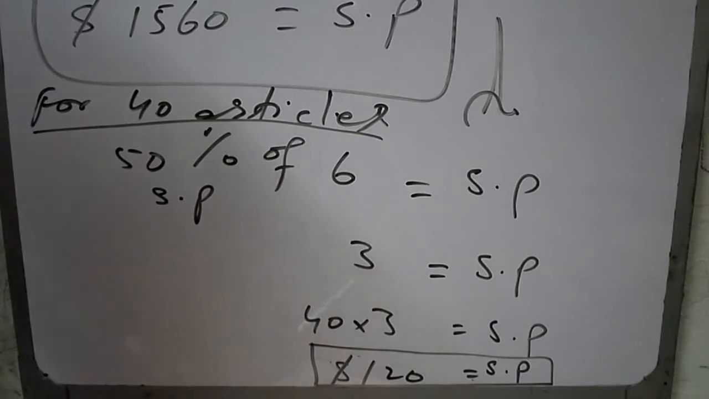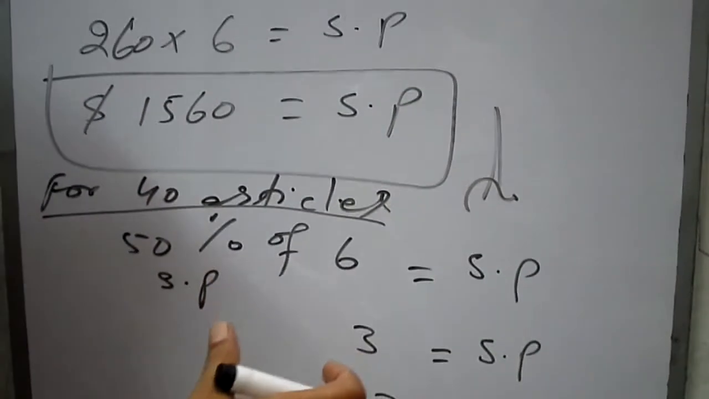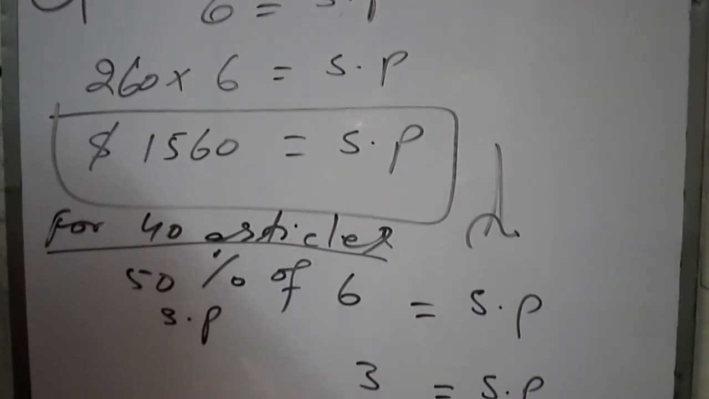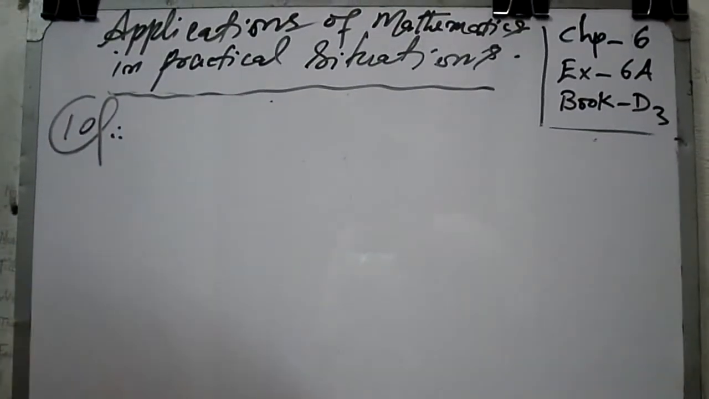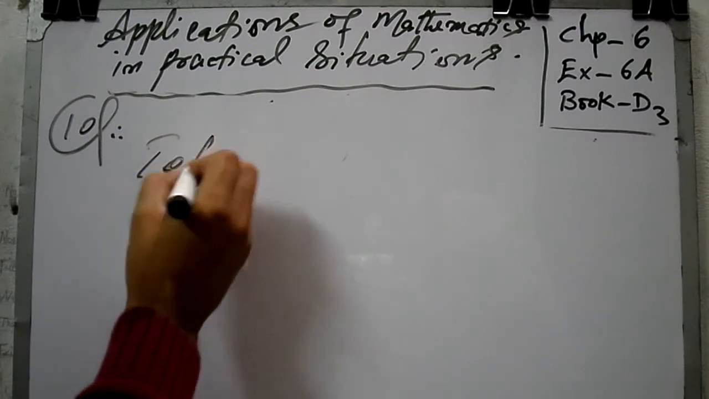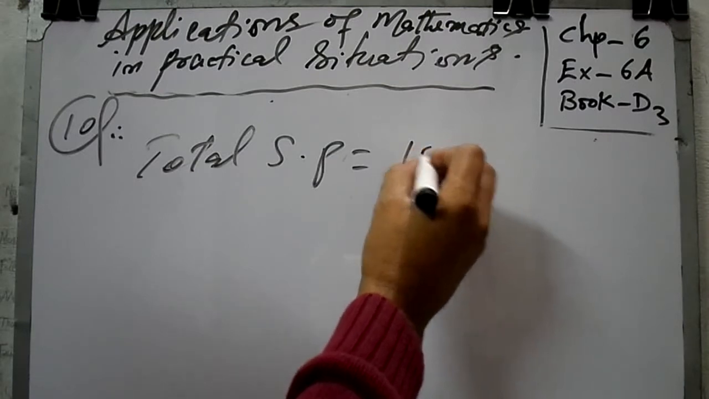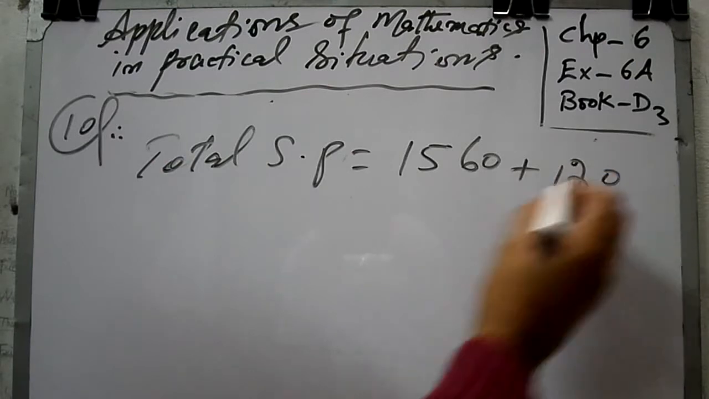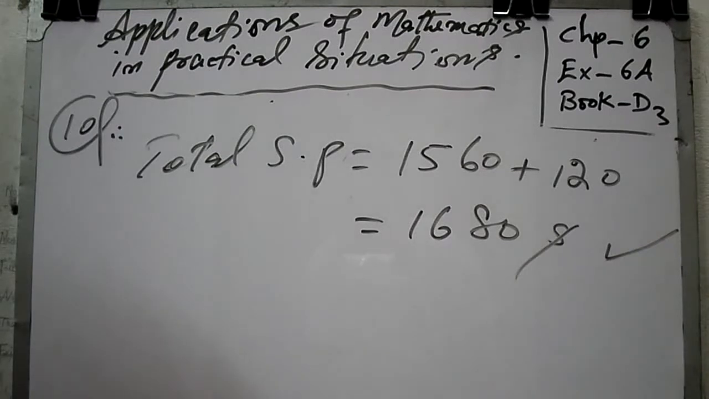But still we have to find the total sale price. 120 is the sale price, but we have already considered that 1560 is also sale price for 260 articles. So that's why we have to add both the values. For example, if we need the total sale price, it will be equal to 1560 for 260 articles, plus for 40 articles, that is $120. So add it, you will get $1,680. So that is your exact result.